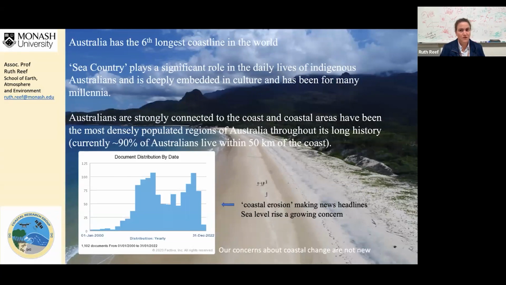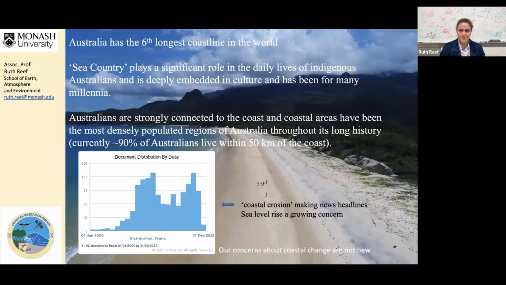So we are very coastal in our culture, and Indigenous Australians especially have been. Sea country has been integral in the culture and still is, and has been for many millennia. Indigenous Australians, but also people from many other countries around the world, view the coast as perhaps our most preferred habitat as a human species, that very narrow strip of land between the sea and the continent. We really like that place as a species. And for Australia, it's especially prominent: 90% of Australians live within 50 kilometers of the coast.